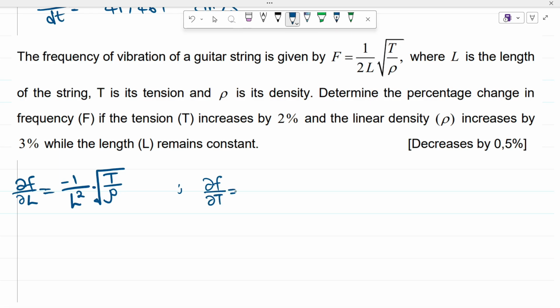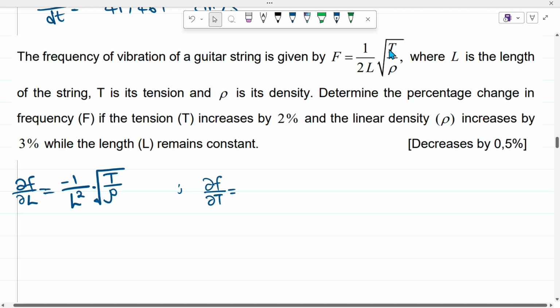with respect to t, right? So this is going to be what? So if you see this big root, if you make t have its own root and the density p have its own root, then you're going to have t to the power 1 over 2 divided by root of p. Understand? So from there, we are going to differentiate with respect to t. So you will have t to the power 1 over 2 divided by square root of p.